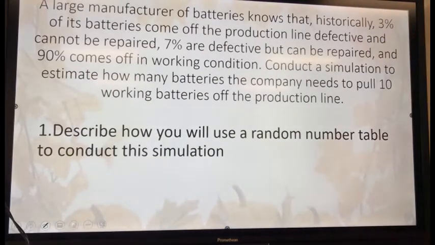Okay, let's start building simulations. A large manufacturer of batteries knows that historically 3% of its batteries comes off the production line defective and cannot be repaired. 7% are defective but can be repaired, so a total of 10% are bad. And 90% come off working. So 10% are bad, 90% are working. Conduct a simulation to estimate how many batteries the company needs to pull 10 working batteries off the production line. So describe how you will use a random number table to conduct this simulation.